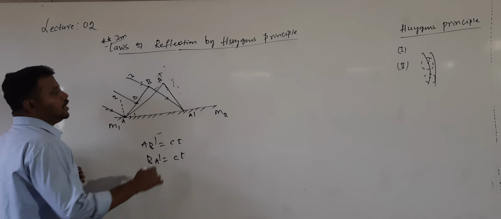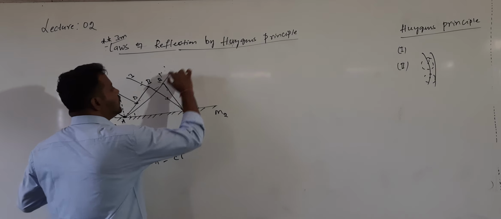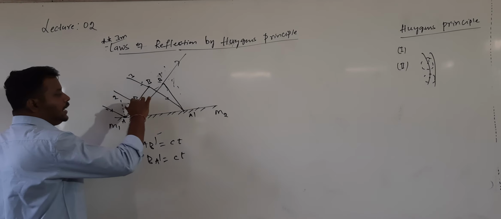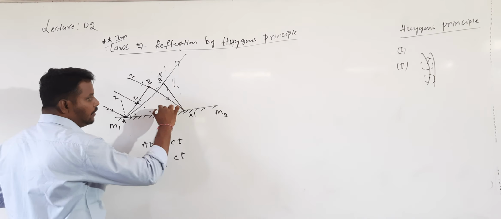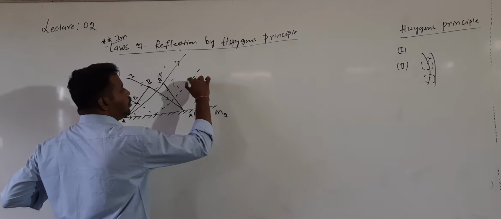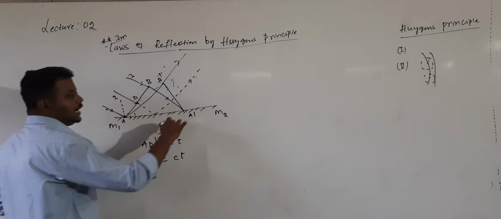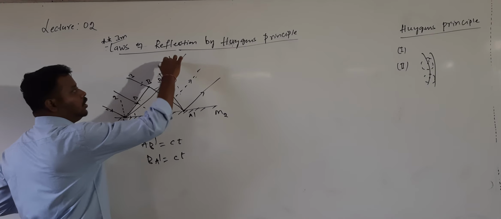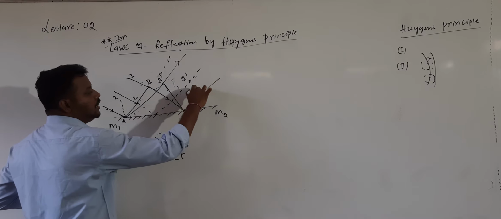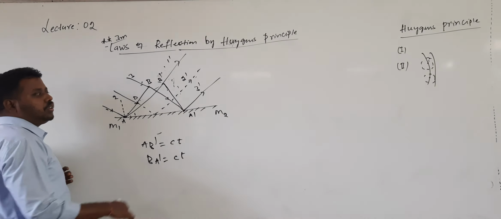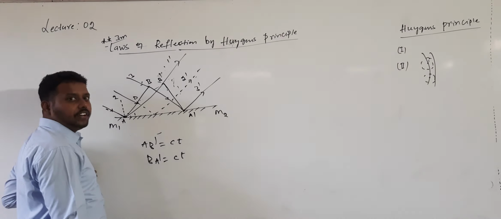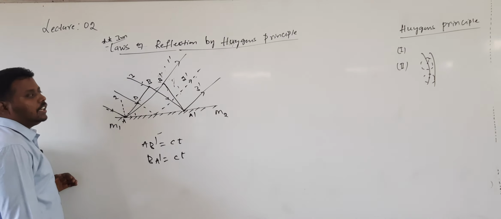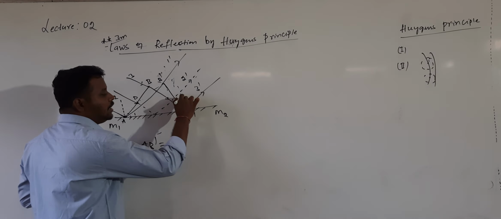Now the light will travel like this. This light ray is one more light ray; if any light ray is incident here, that light ray will travel like this. Similarly, this light ray will be reflected from here. This is my first reflected ray, I can call it 1 dash, this one is 2 dash, and this one is 3 dash. So now you can see A dash B dash is the new wavefront, which is called the reflected wavefront.